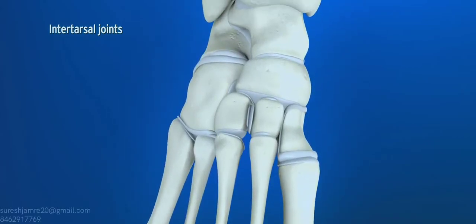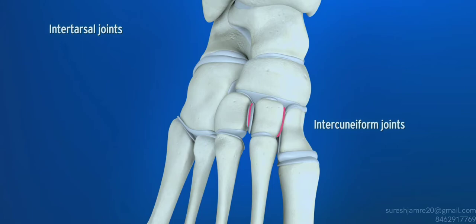Minor or small intertarsal joints include cuneonavicular, cuboideonavicular, cuneocuboid, and intercuneiform joints. These joints provide resilience to the tarsus, but the amount of movement is very minimal.